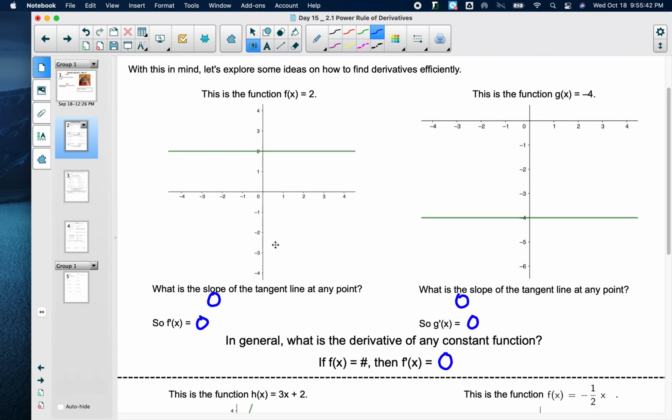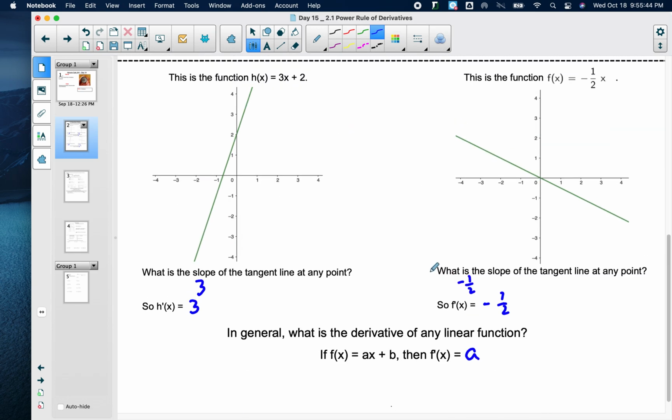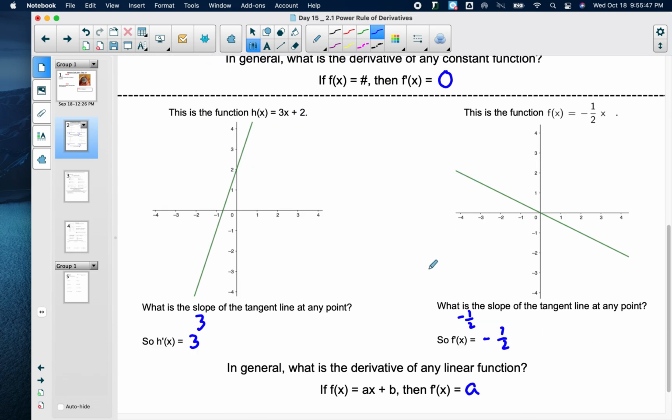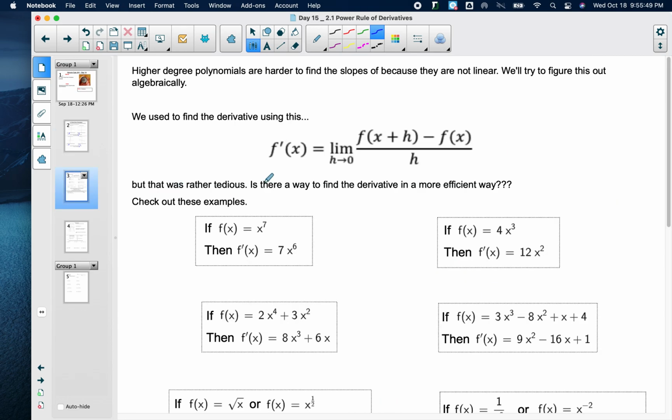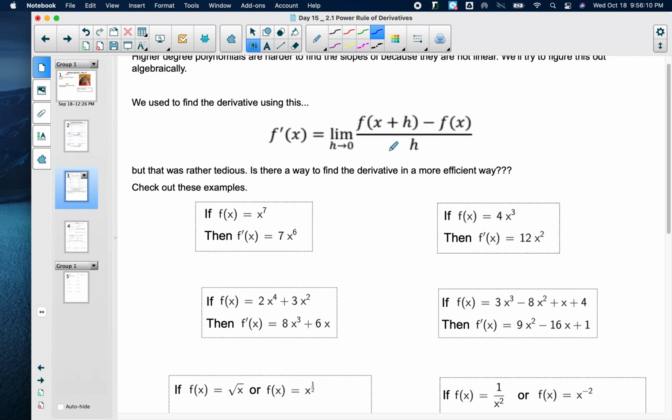For constant functions, it's pretty simple. For linear functions, it's pretty simple. We don't really need a rule there. It just should make sense. But for higher degree polynomials, it's a little bit harder. The slopes are always going to be different at different points. It's not linear, so we'll try to figure this out algebraically. We used to find the derivative with this definition, but this is rather tedious. It takes quite a while to do, and it's not always possible given certain polynomials and functions. So the big question: is there a way to find the derivative more efficiently?